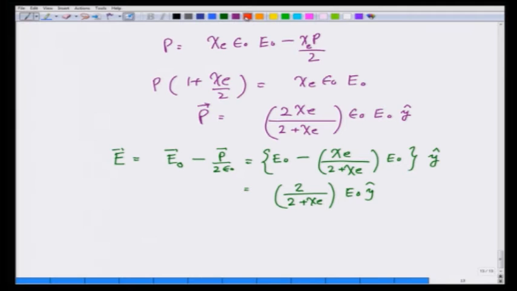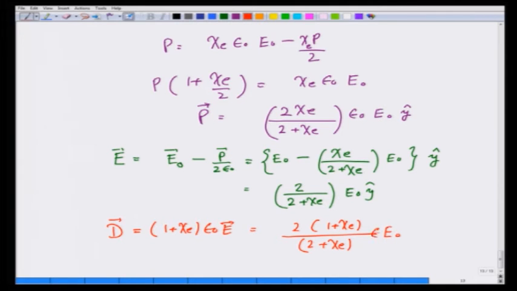What about the displacement? Displacement is nothing but, either I can directly write 1 plus chi e epsilon 0 E, or I can use the relationship epsilon 0 E plus P, which is all the same thing. So, this is going to be 2 times 1 plus chi e over 2 plus chi e times E 0 epsilon 0 in the y direction.